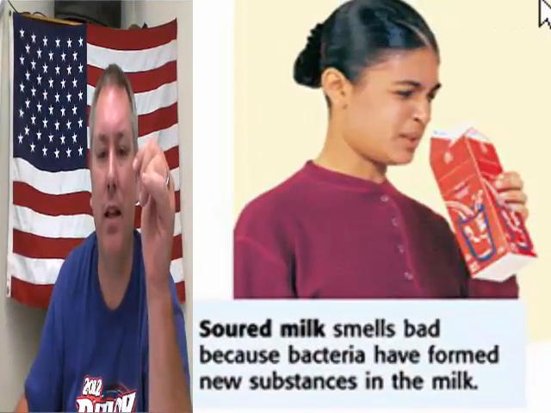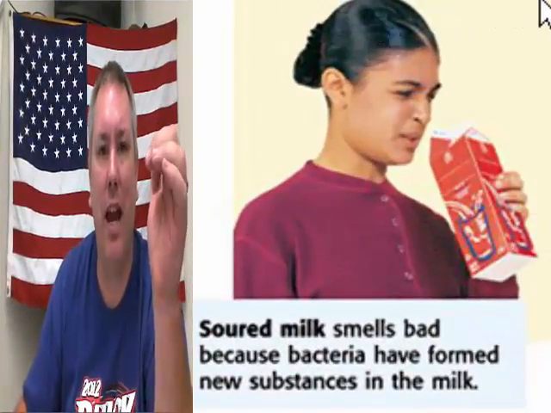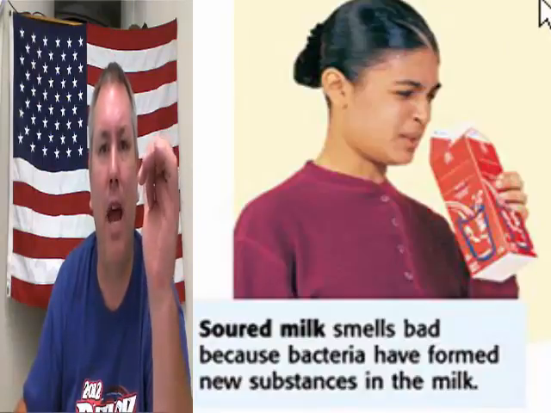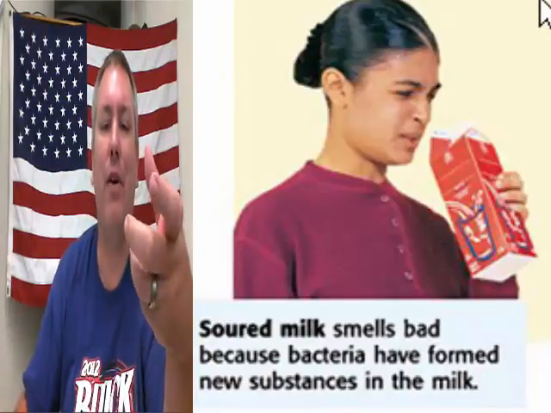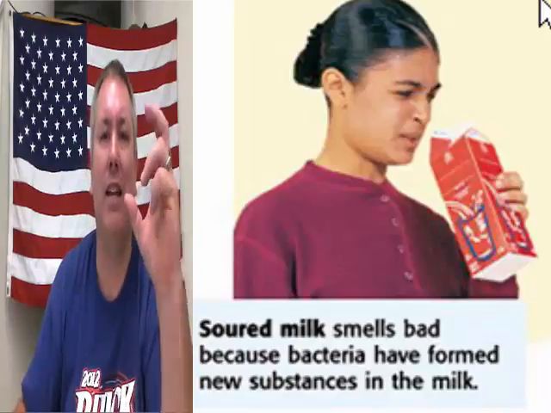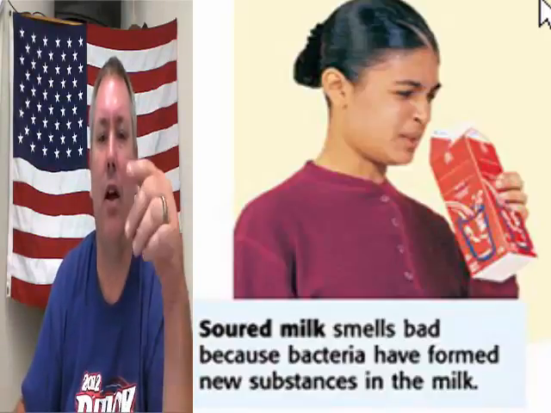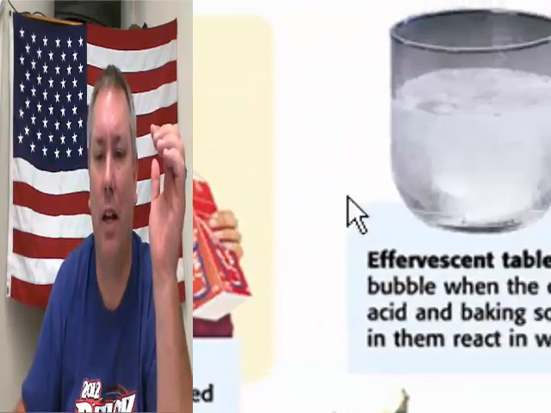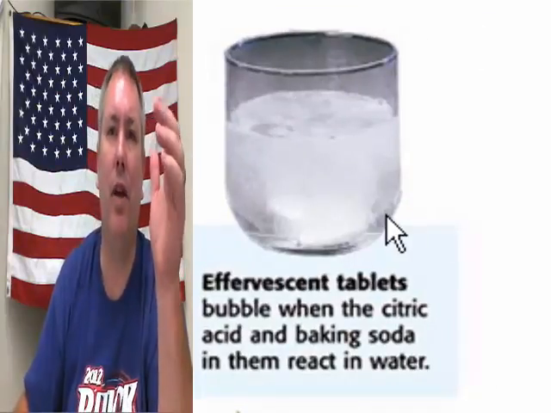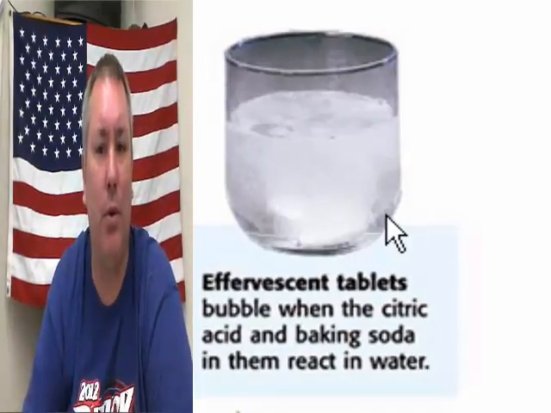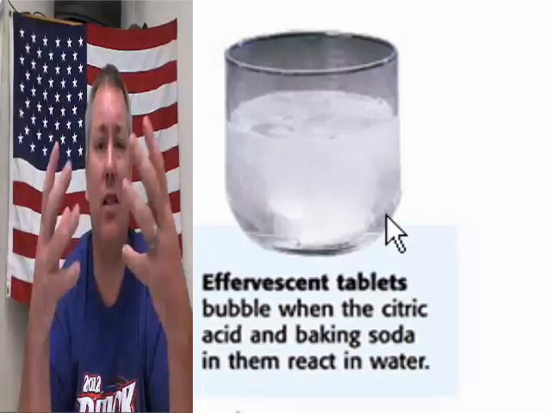Here, this lady is smelling sour milk. The milk has changed its chemical makeup because of the bacteria in there, and now it's changed into a new substance. And so you have that sour smell, all right? That is a sign of chemical change. Effervescent bubbles. If you have Rolaids or something, you put Rolaids into a cup of water, it's going to start bubbling.